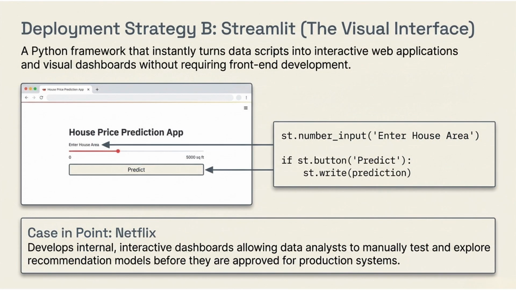Another deployment method is Streamlit. Streamlit is a Python framework that allows developers to create interactive web applications and dashboards quickly. Unlike Flask, which focuses on backend APIs, Streamlit focuses on visual interfaces for users. For example, a Streamlit application might allow users to enter a house area and instantly see a predicted house price. Companies like Netflix use similar internal dashboards to test recommendation models before deploying them into production.